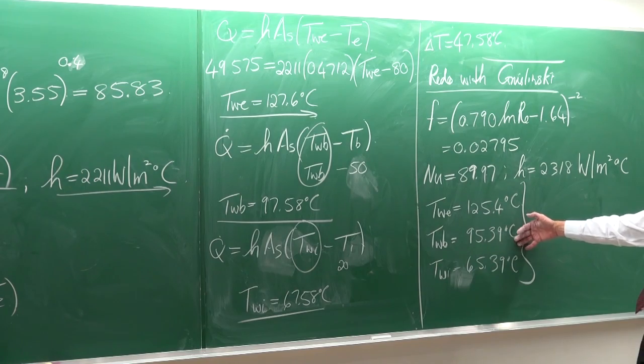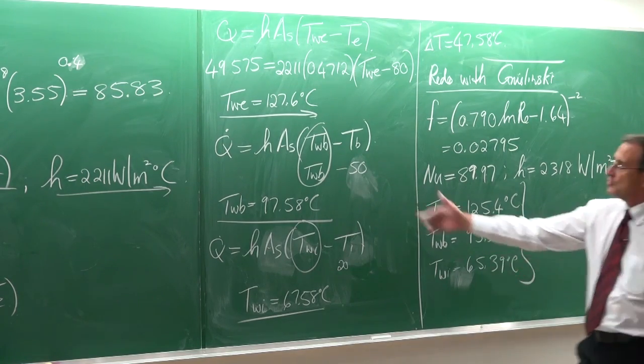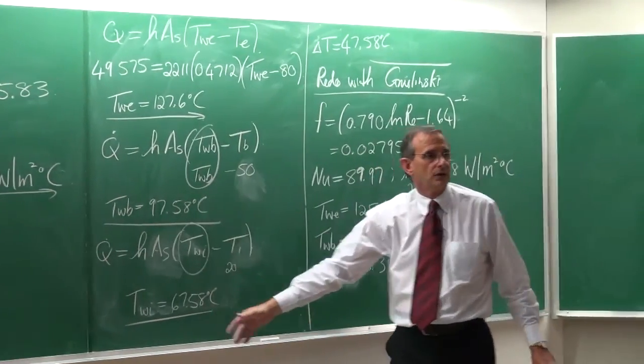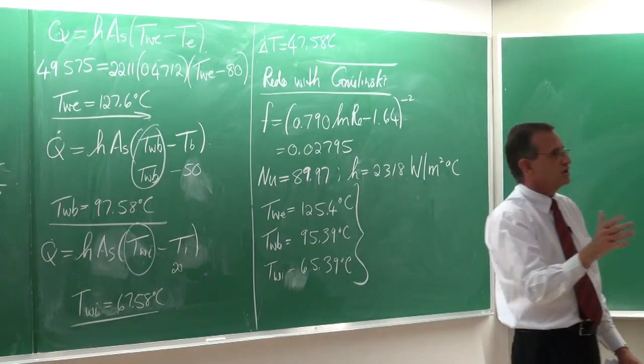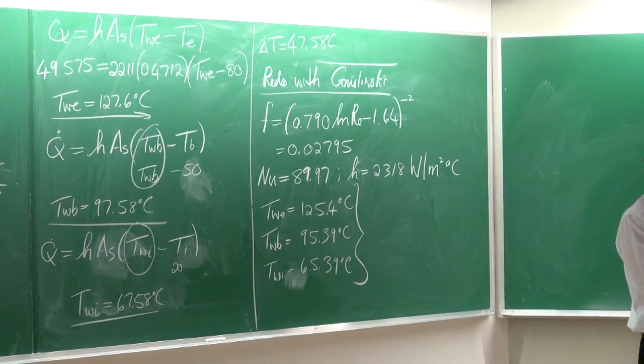Now compare these values to the Dittus-Boelter ones. You'll see a temperature difference of up to about 2 to 3 degrees Celsius.